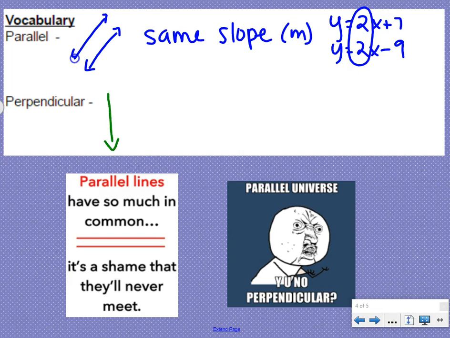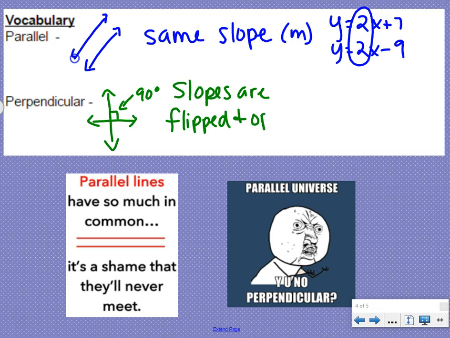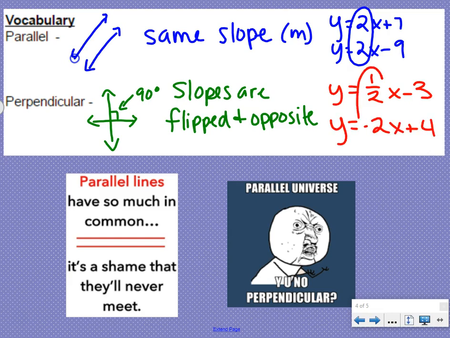Perpendicular lines are our other special case, where they cross each other at a 90-degree angle. So their slopes are what we call flipped and opposite. For an example, y equals 1/2 x minus 3 and y equals negative 2x plus 4 would be perpendicular because 1/2 and negative 2 are flipped and opposite. Opposite means one is positive and one is negative, and flipped means you're flipping the fraction, so you're switching the numerator and the denominator.